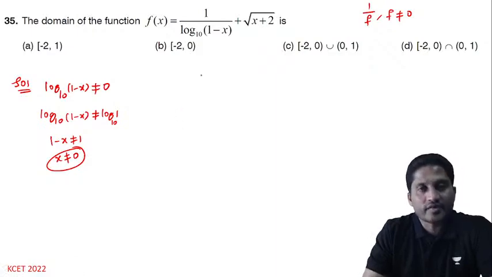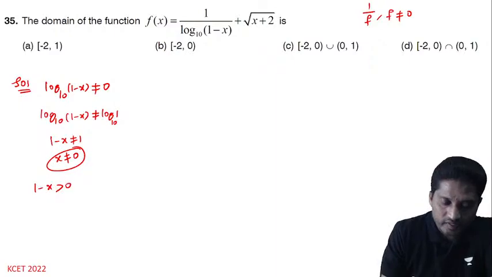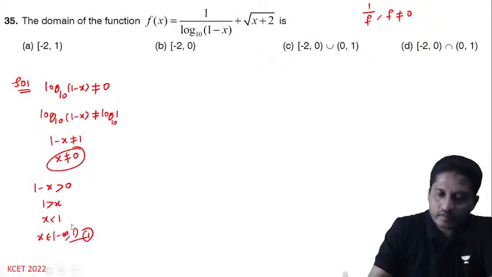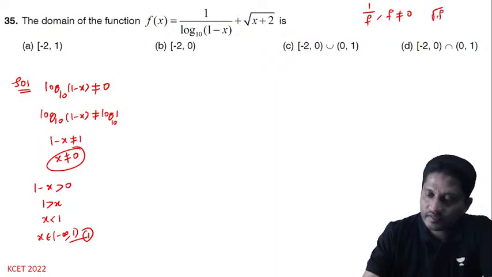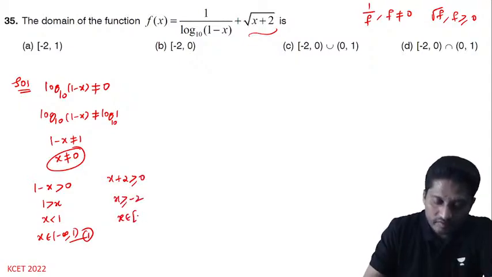Again, log x is defined only when x is positive. That is, 1 minus x should be positive, 1 is more than x, x is less than 1. X belongs to minus infinity comma 1. Then root f is defined only when f is greater than or equal to 0. Root of x plus 2 is defined when x plus 2 is greater than or equal to 0, x is greater than or equal to minus 2, x belongs to closed interval minus 2 to infinity.